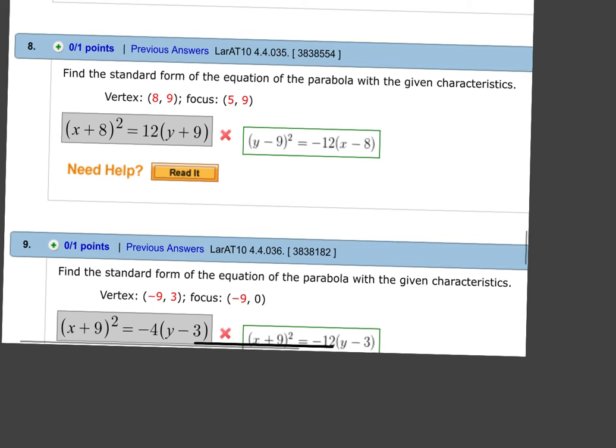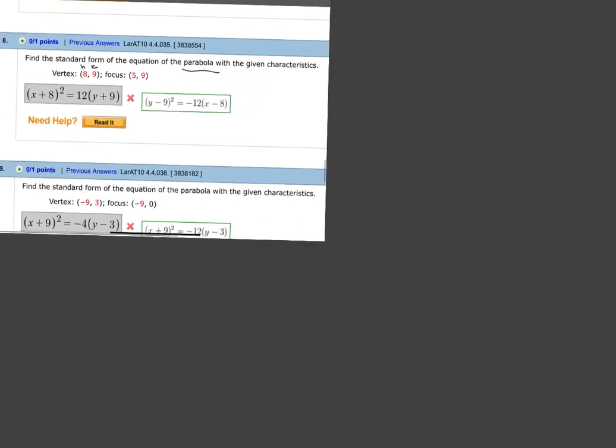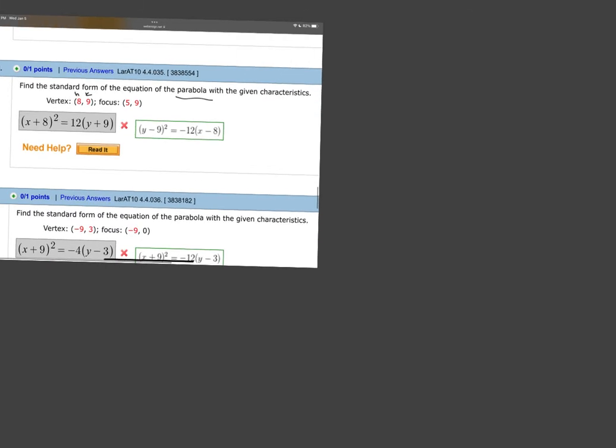Number 8 said, find the standard form of the equation of a parabola with the given characteristics. So we've got a vertex, which is going to be my (h, k), which is (8, 9), and then a focus, which is (5, 9). So if you graph it, 1, 2, 3, 4, 5, 6, 7, 8, and 9 is my vertex. And then (5, 9), 1, 2, 3, 4, 5, 9 is my focus.